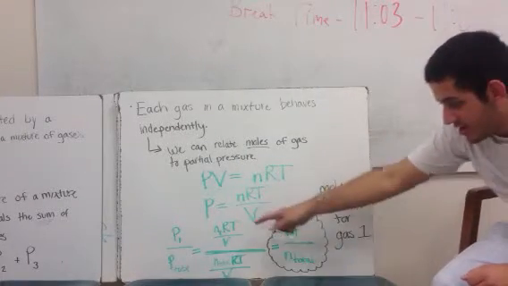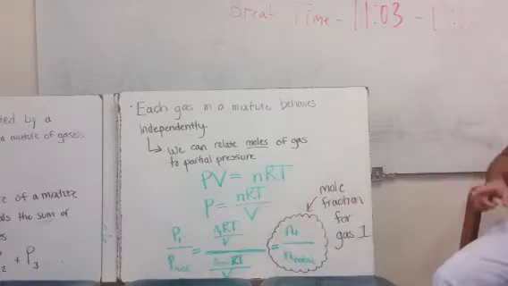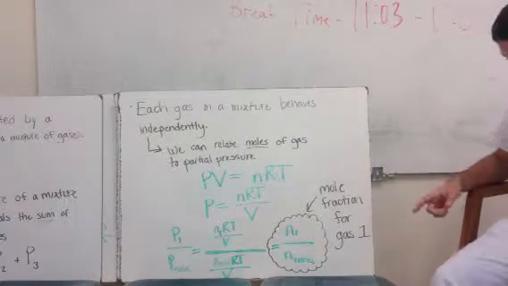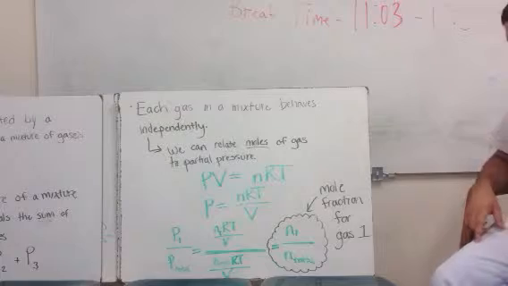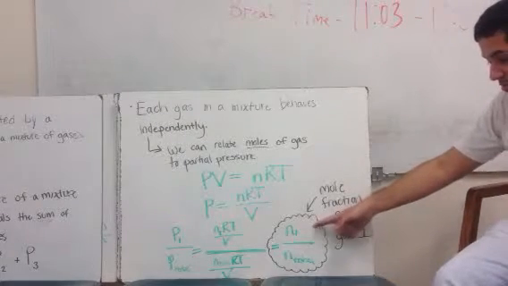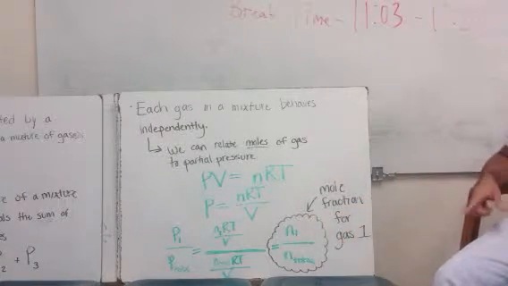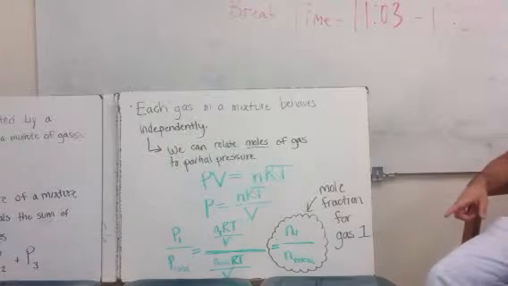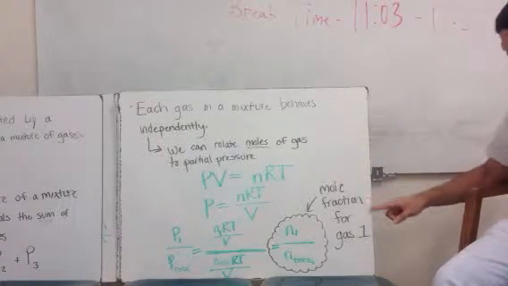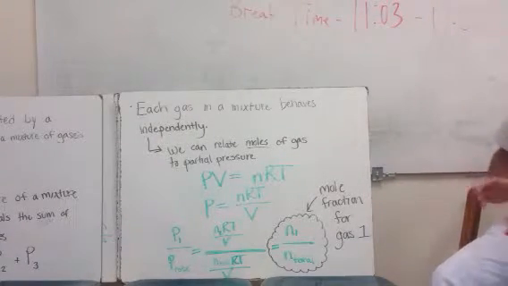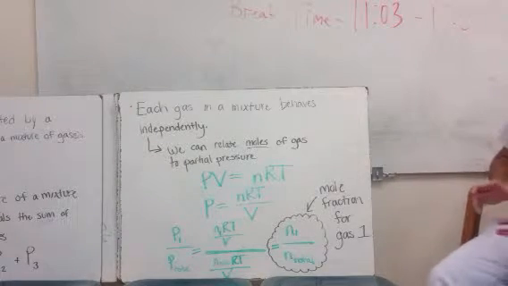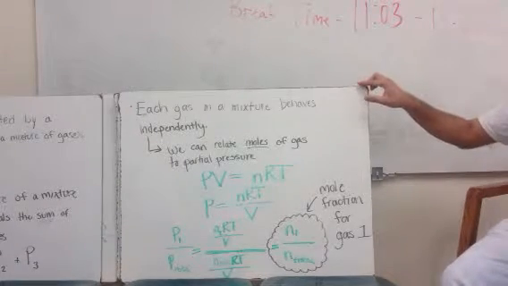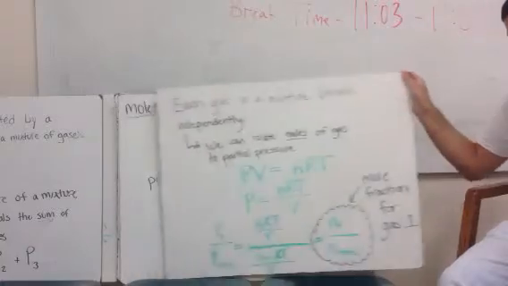And because we have RT over V on both the numerator and denominator, we can cancel out those, and that would just give us the number of moles of gas 1 over the total moles of gas in the mixture. And we call this the mole fraction for gas 1, which is just the total number of moles of a single gas over the entire number of moles of the mixture.